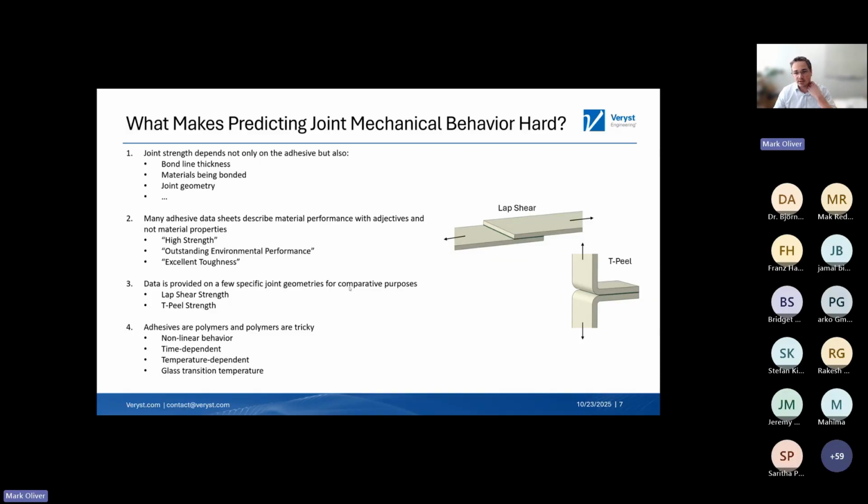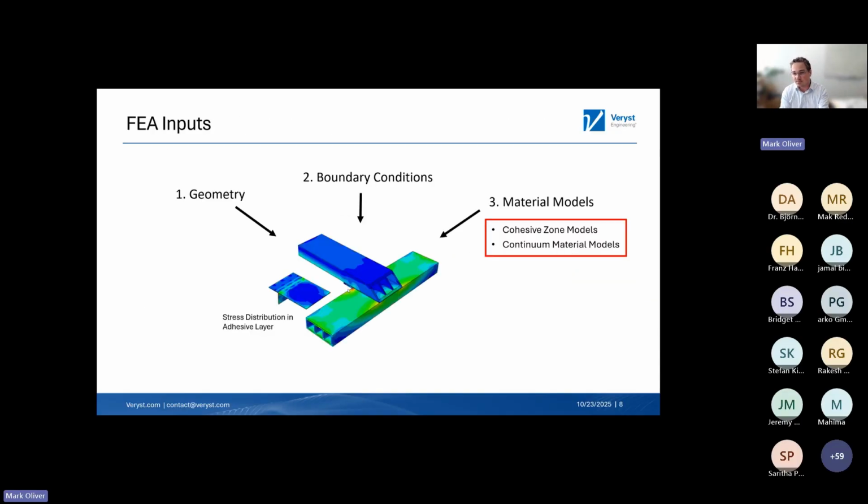So there are a lot of nuances to polymer behavior in general that are applicable, in many cases, to adhesives. And so one of the best tools available to engineers to predict how adhesive joints will behave mechanically is to use finite element analysis. In the simplest terms, the three inputs are, first, the geometry of your joint. So this is basically two box beams with a little bracket here, and this is an adhesive connecting these two components. Second, there are the boundary conditions. How is this part loaded? What are the loads on the structure? What are the displacements being applied, et cetera?